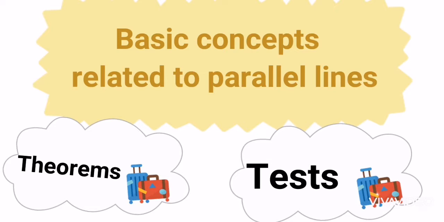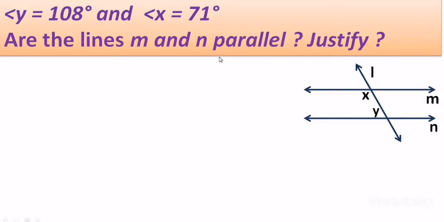So for today, let's move on with a few particular sums that we need to understand more deeply. The very first sum is on your screen. The sum says two lines are given, lines M and N, and we need to decide whether they are parallel or not. Two angles are given. If you observe the diagram, these angles X and Y are nothing but interior angles, right?